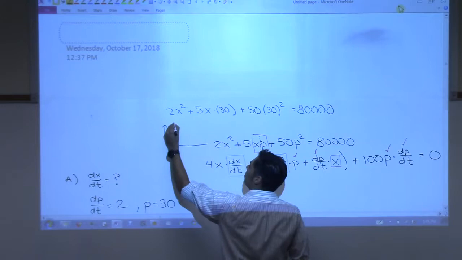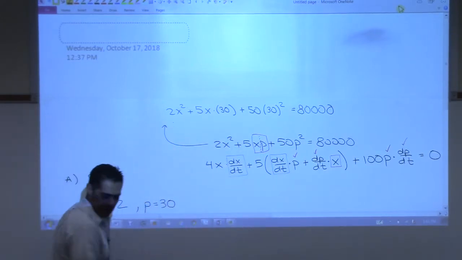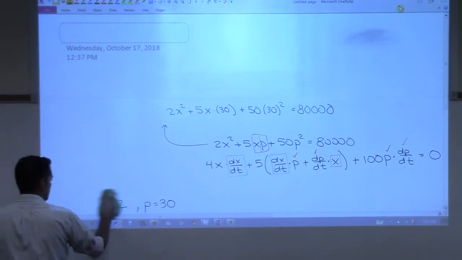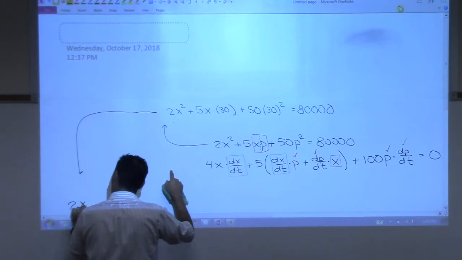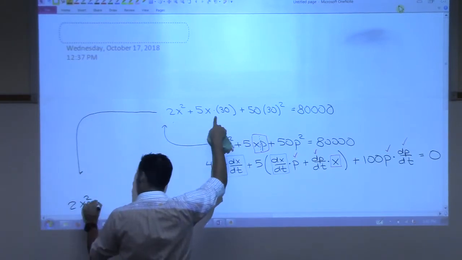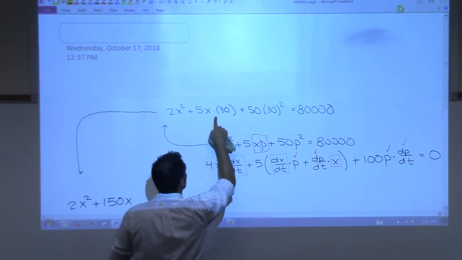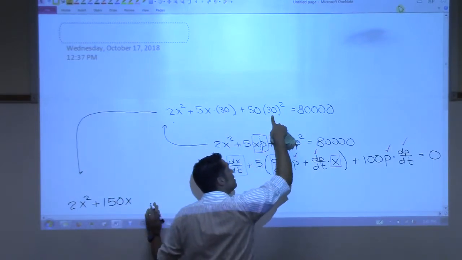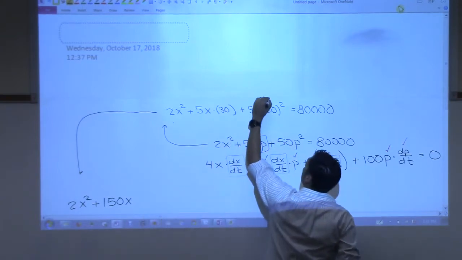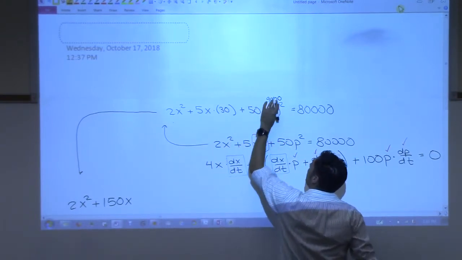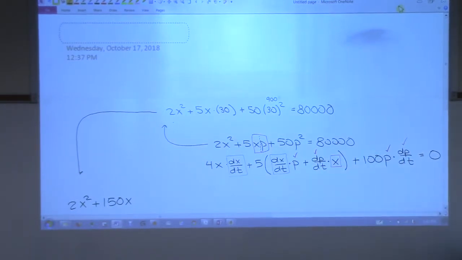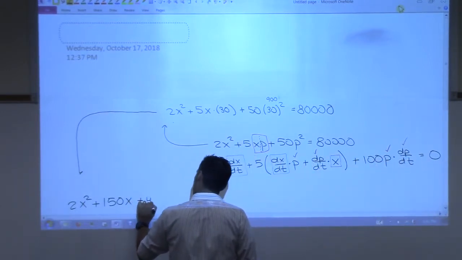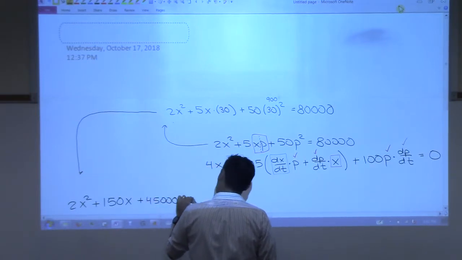Let's continue. Actually, I'm going to clear this out. So a lot of things you have to remember to do on this problem. So this is going to be 2x squared. All right, this right here is plus 150x. And then this right here is this times this. 900 times 50? 45,000. So plus 45,000 equals 80,000.